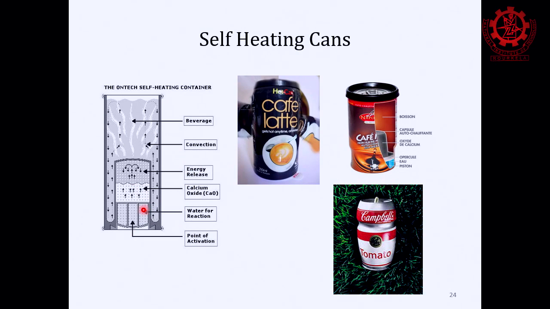An exothermic reaction, and that exothermic reaction will produce heat, and that heat will heat this wall, and since it is highly conductive, it's a metal can, whatever fluid you have here will also get heated. So you shake a couple of times, and within 2-3 minutes, you have a hot sambar, right? Isn't this a nice idea?